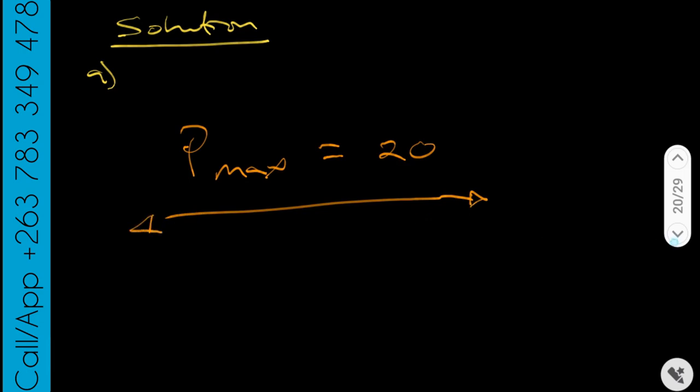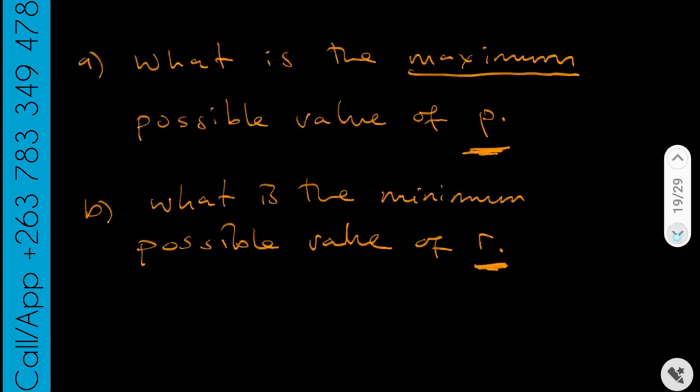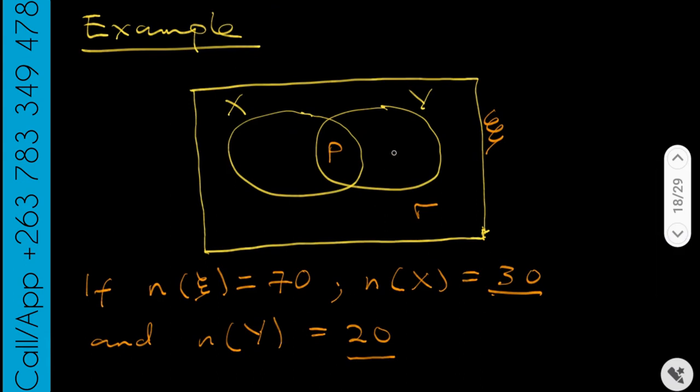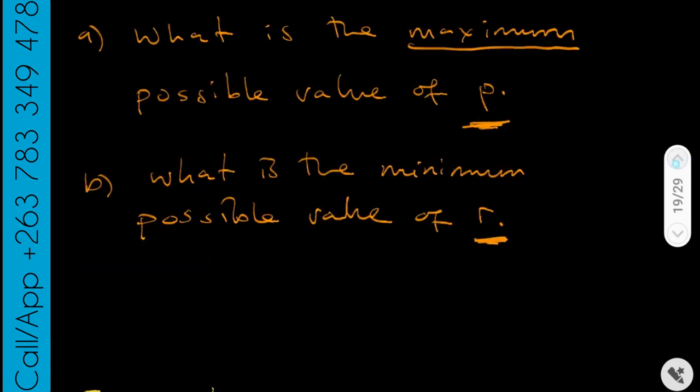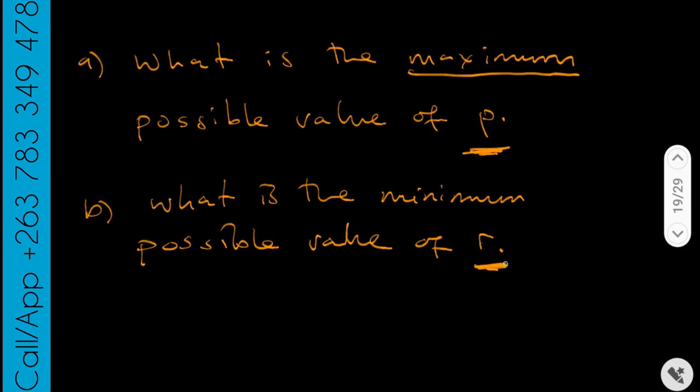P cannot be 21. Why are we saying P cannot be 21? Because the set Y holds a maximum of 20. So if P were 21, it would no longer fit in set Y. And so that's why we say that's the maximum value that P can be. You just look at the set that holds the smaller number. So P cannot be 21 or any number above 20 because it would no longer be fitting inside the set Y.